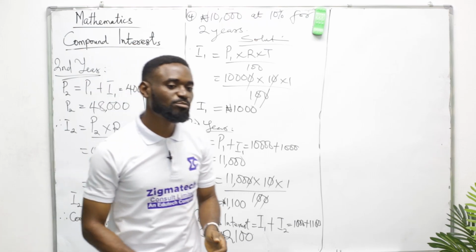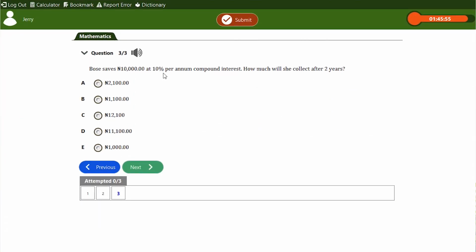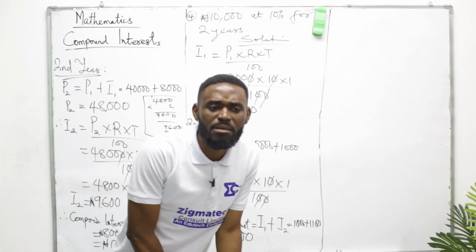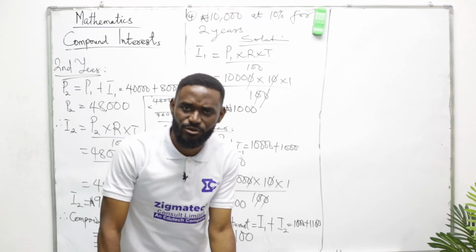But is that what Bosse will take? Because I have it as an option there as option A. Some of you will erroneously go and pick that as the answer. Is this what Bosse will take at the end? They say how much will she collect after 2 years? If she collects this money after 2 years and goes, it means that she has lost in this investment. Remember, she invested 10,000. So they must give her 10,000 back first of all.